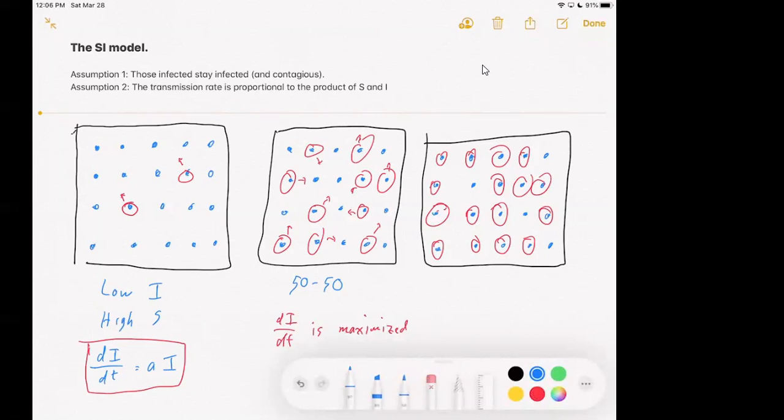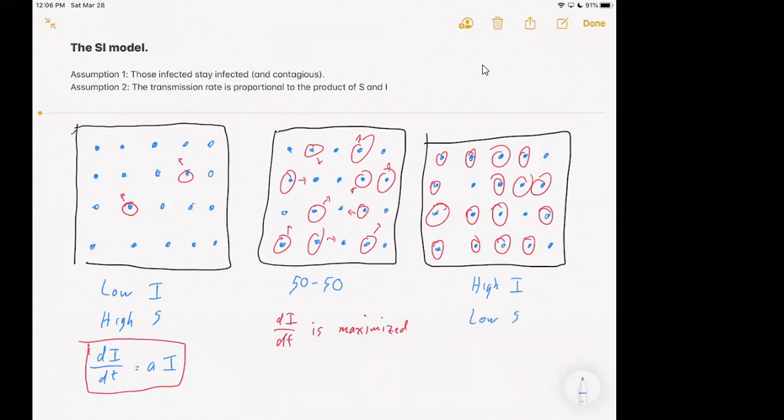So this is where you have a high I value and you have a low S value. Now, while the probability of an individual getting tagged is really high because there are a lot of taggers, there just aren't that many of them left. So dI/dt drops off.